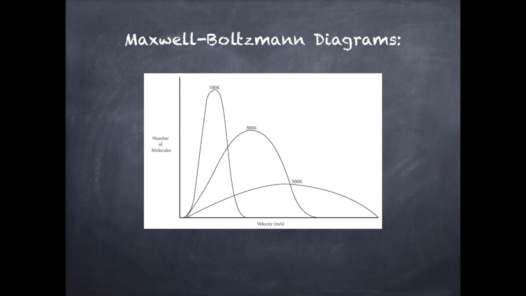Also notice that that range is much greater when the molecules are at 500 Kelvin versus when they're at 100 Kelvin. So if molecules are at a higher temperature, the range of velocities they can assume is going to be much greater than if they're just at 100 Kelvin. And this diagram is called the Maxwell-Boltzmann diagram.